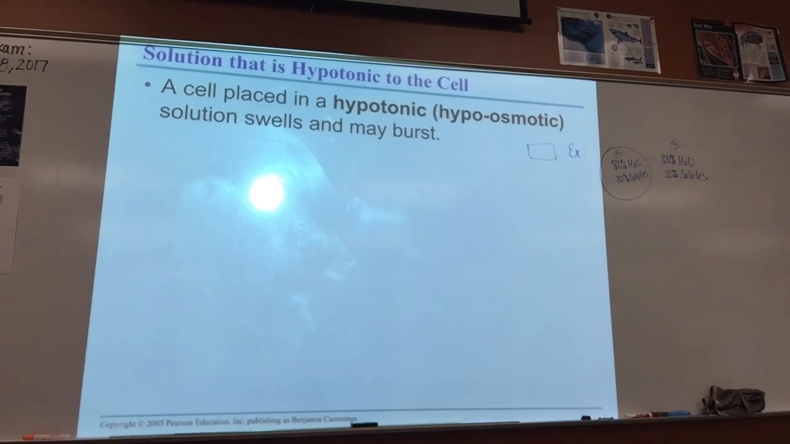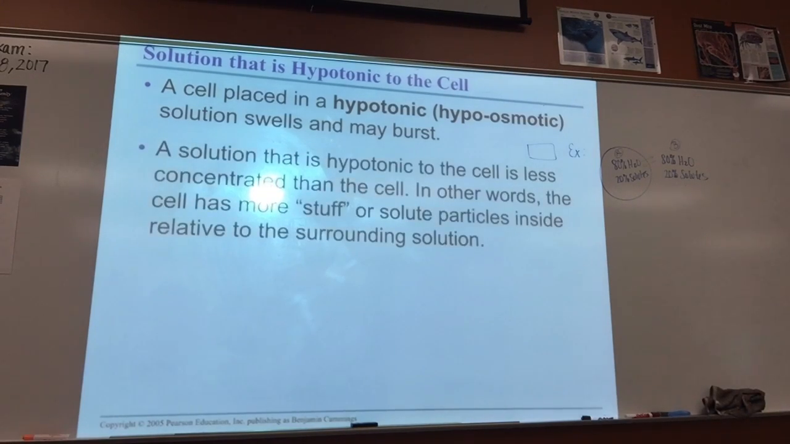A cell that's placed in what we call a hypotonic or hypoosmotic solution will swell and burst. A solution that's hypotonic to the cell is less concentrated than the cell. In other words, the cell has more stuff or solute particles inside relative to the surrounding solution.